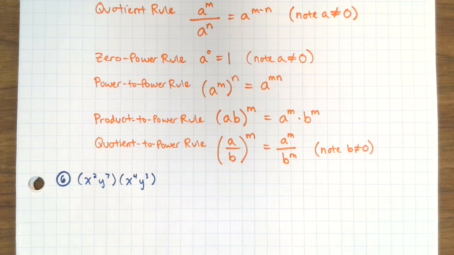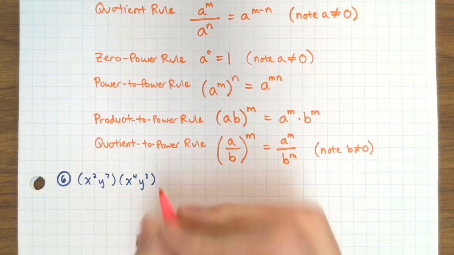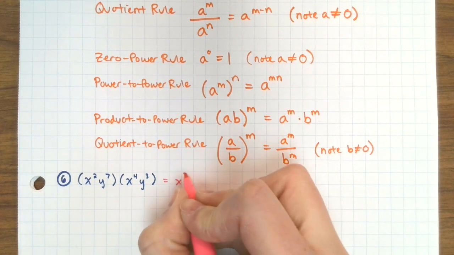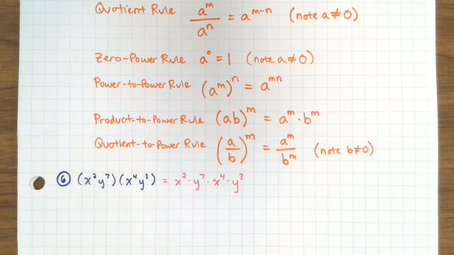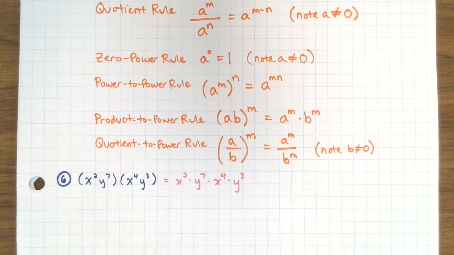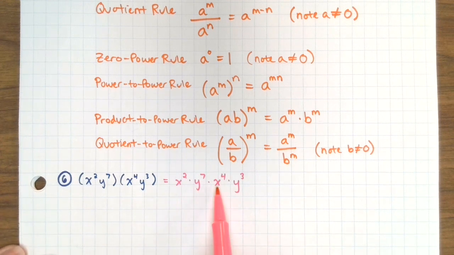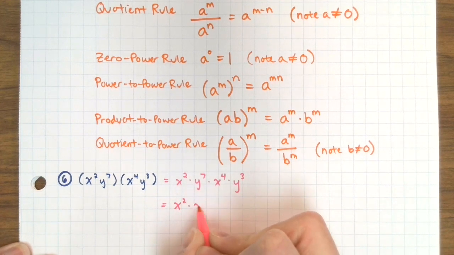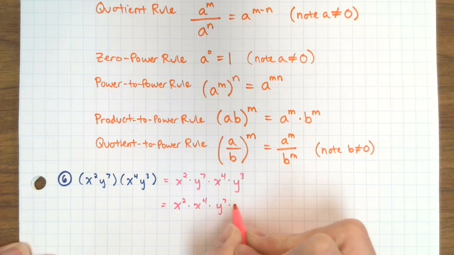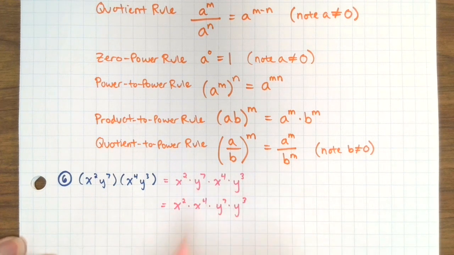So to start this problem, my advice is to rewrite this without the parentheses. We really don't need the parentheses since this is all multiplication. So we can rewrite this as x squared times y to the seventh times x to the fourth times y to the third. In order to use the product rule, we do need to have the same base. Since multiplication is commutative, we can rewrite this so that our bases that are the same are next to each other. So let's rewrite this as x squared times x to the fourth times y to the seventh times y to the third. Essentially, we're just flip-flopping those two spots.